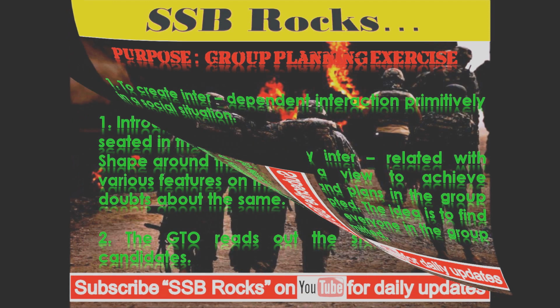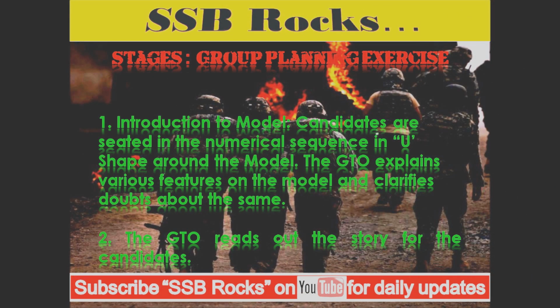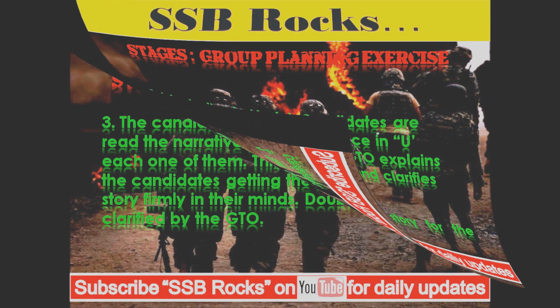Friends, the first stage is introduction to the model. Candidates are seated in numerical sequence in a U shape around the model. The GTO explains various features on the model and clarifies doubts about the same. The second stage is the narrative. The GTO reads out the story for the candidates.